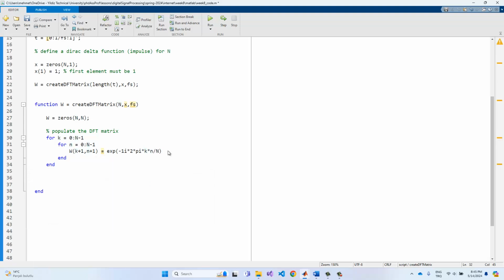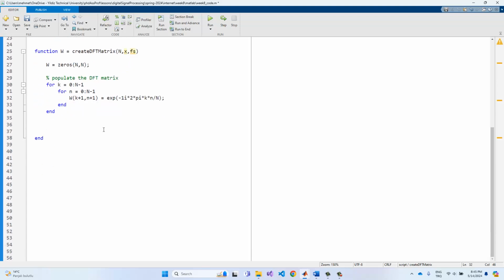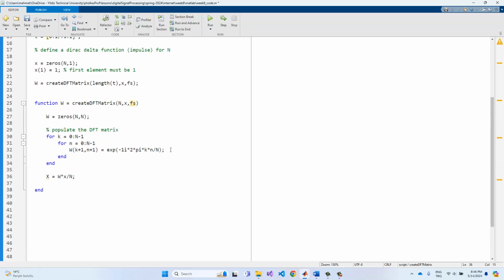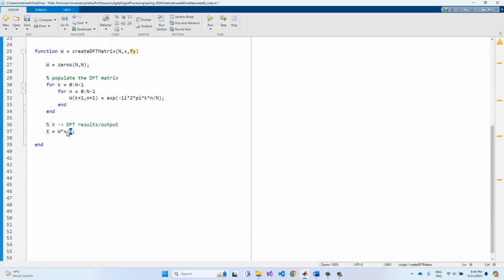This is the total points. And so after that, we need to take W times x divided by n. Okay? So these are the matrices, and W times x can be created to the discrete Fourier transform in here. The x is the DFT result, the output. Okay? And we need to divide by n, which means that we normalize the whole results in here.